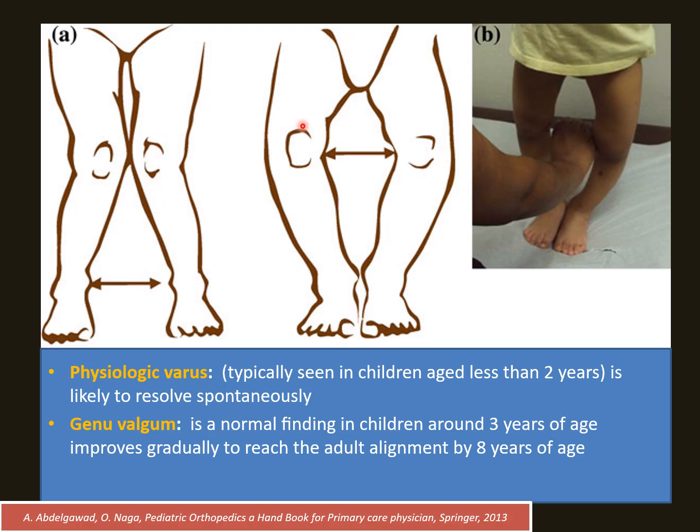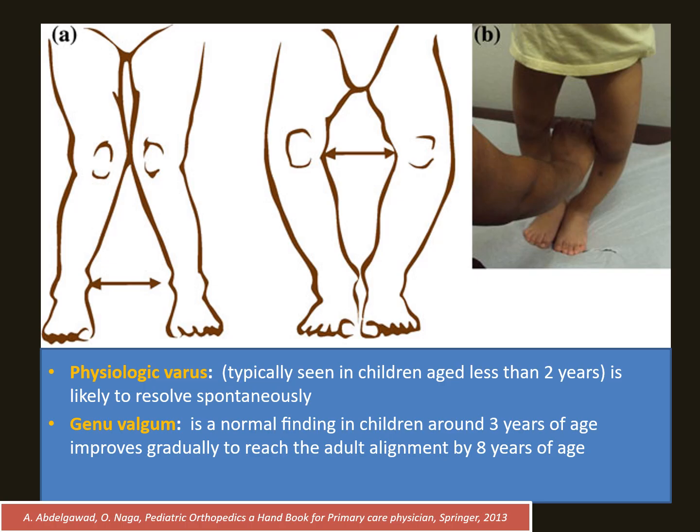Knock knees and bow legs can be normal and physiologic in children. Bow legs, or physiologic genu varum, are seen in children less than 2 years of age and resolve spontaneously, and genu valgum, or knock knees, can be seen in children around 3 years of age and resolve by 8 years of age. So it's not necessarily rickets when you see that. Red flags: the distance between the condyles is more than 1 hand, the intermalleolar distance is more than 1 hand, rapidly progressive abnormal gait or developmental delay, or any other red flag of metabolic bone disease.